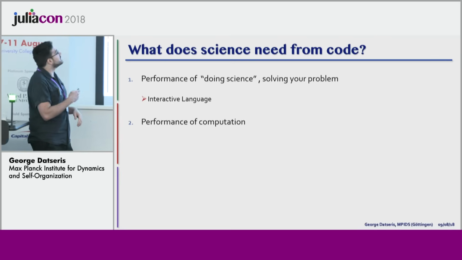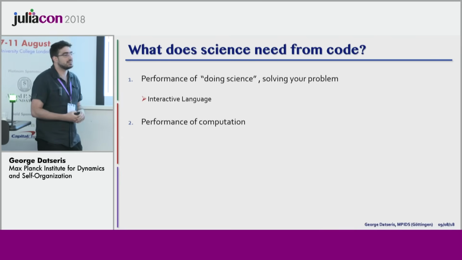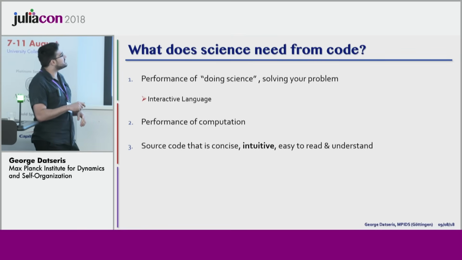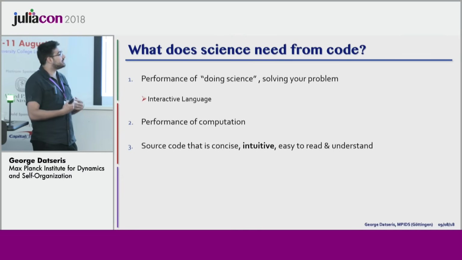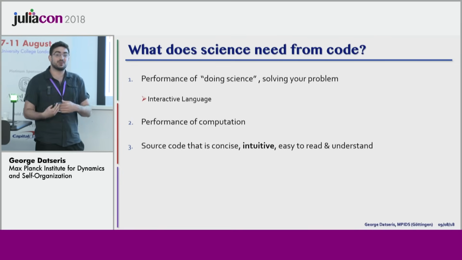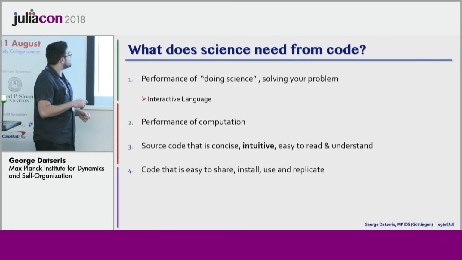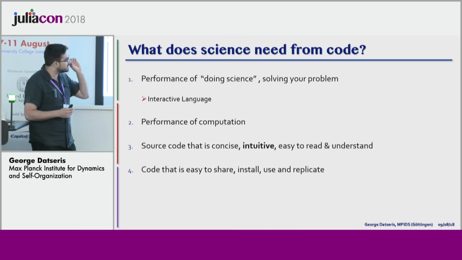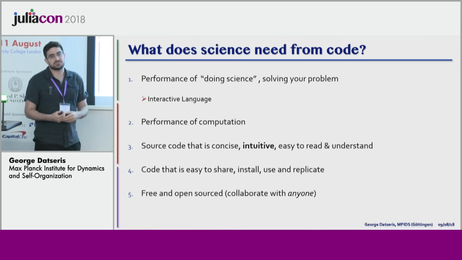Of course, science equals number crunching, so you need performance of computation. This is also a standard. A third thing you need is source code that is concise, intuitive, easy to read, and easy to understand. Why? So that the person that wrote the code is not the only one that can use the code. The fourth requirement is that you want code that is very easy to share with other people, and very easy to install, start, and replicate. And finally, of course, you want something that is free and open source.